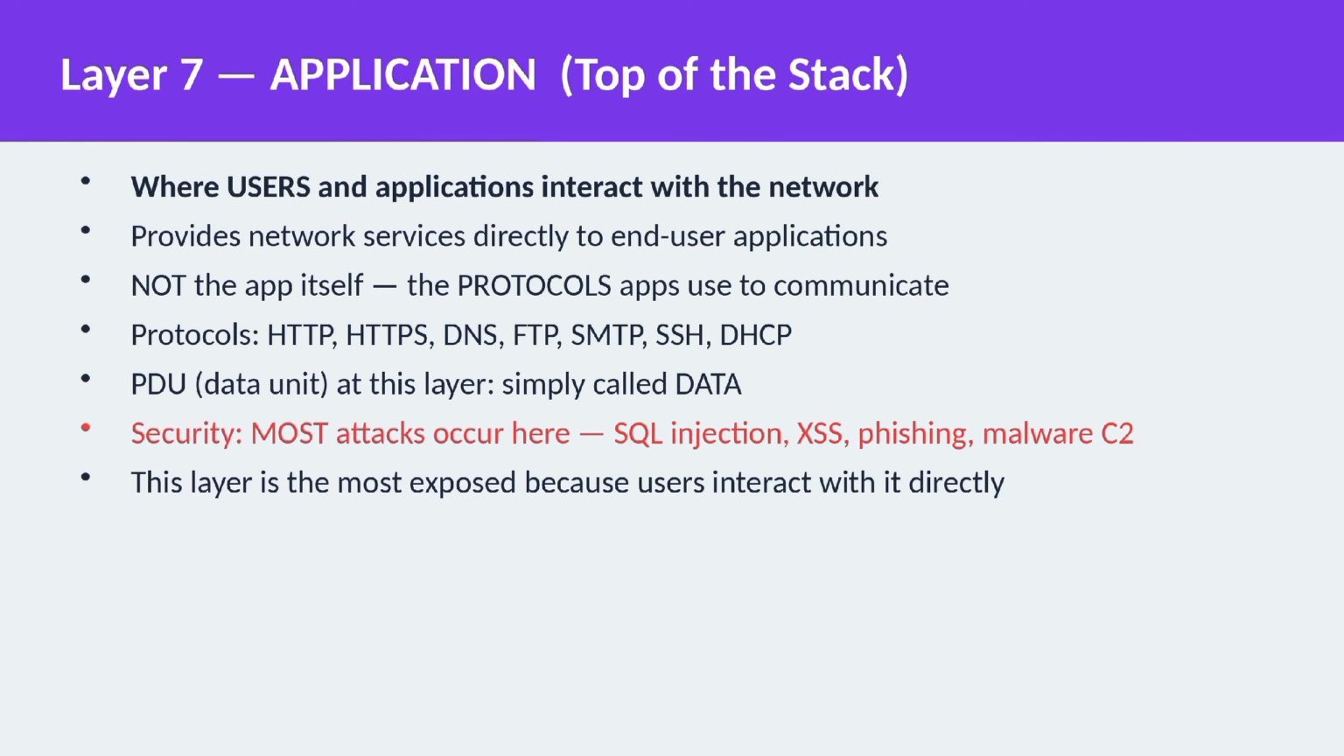Layer 7, application layer. The application layer is the one users interact with directly. This is where protocols like HTTP, HTTPS, FTP, DNS, SMTP, and SSH live. It doesn't mean the application itself, it's the protocols the applications use to communicate.